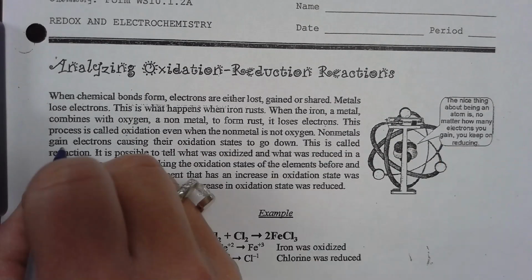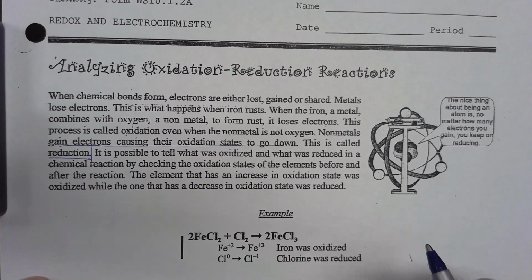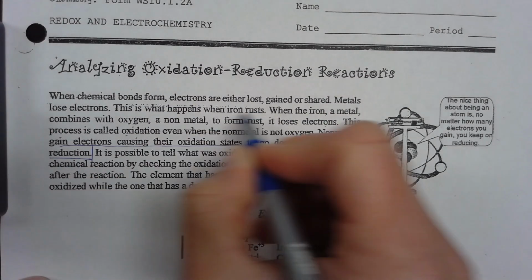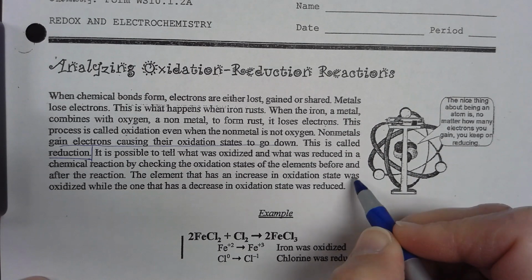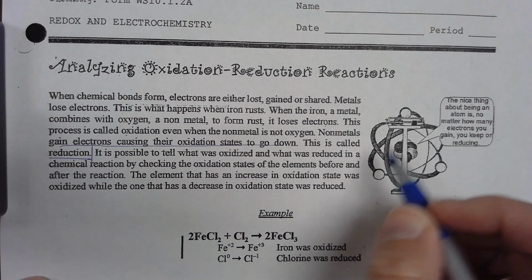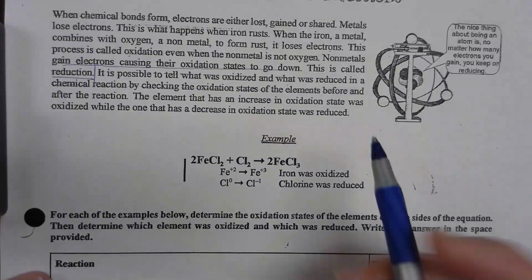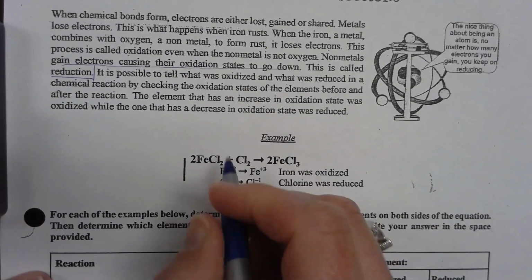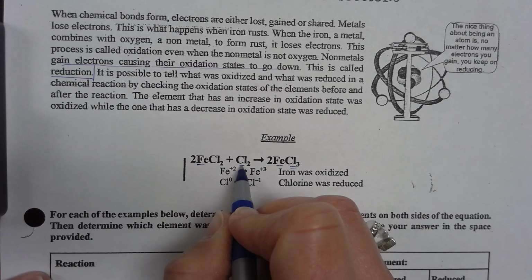Nonmetals gain electrons, causing their oxidation states to go down. That's called reduction. And then it is possible to tell oxidation and reduction in a chemical reaction by checking their oxidation states. So this is building off of what we have just done. And what we do is we break it apart into their two reactions. We've got iron and iron, chlorine and chlorine, and we bring it down here.